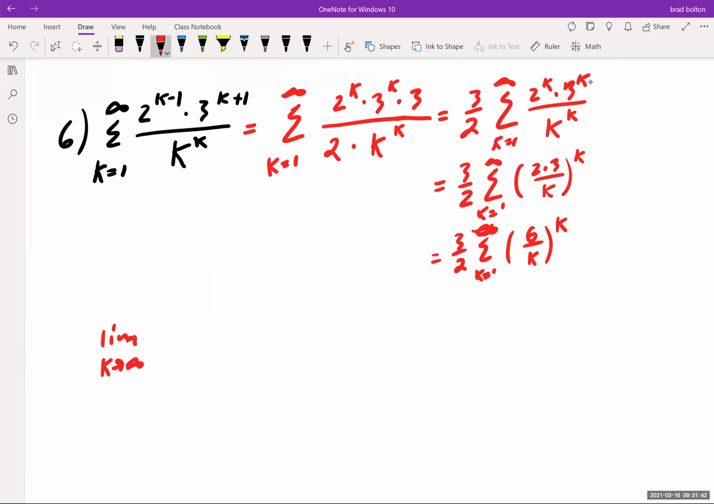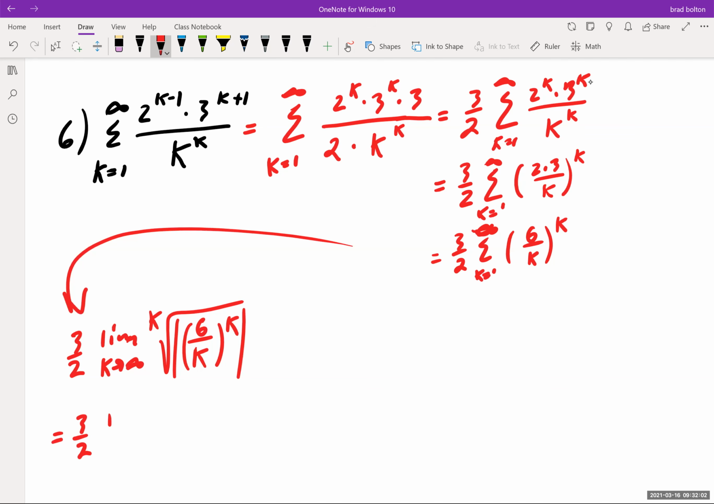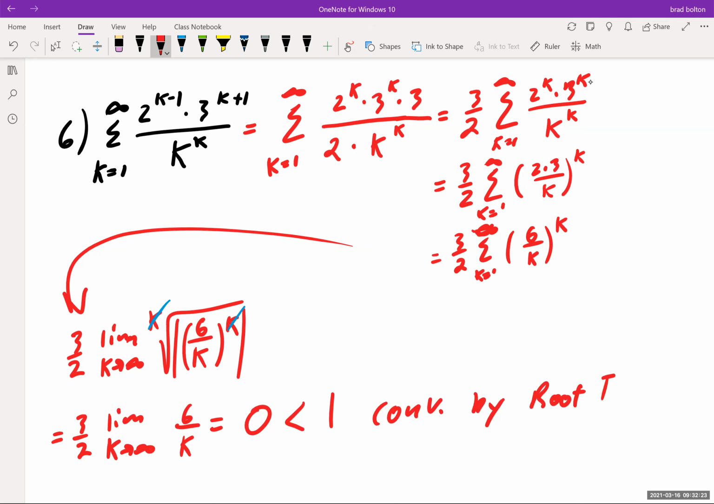So I'm going to take the limit of the kth root, and I'll just put the 3/2 in front, of the kth root of 6 over k to the k, and then the absolute values are unnecessary, but I'll write them. So this becomes 3/2 times the limit as k approaches infinity of 6 over k, right? Because these in a way cancel. And then this becomes 0, right? So because this is 0, this is less than 1. So we say convergent by root test.